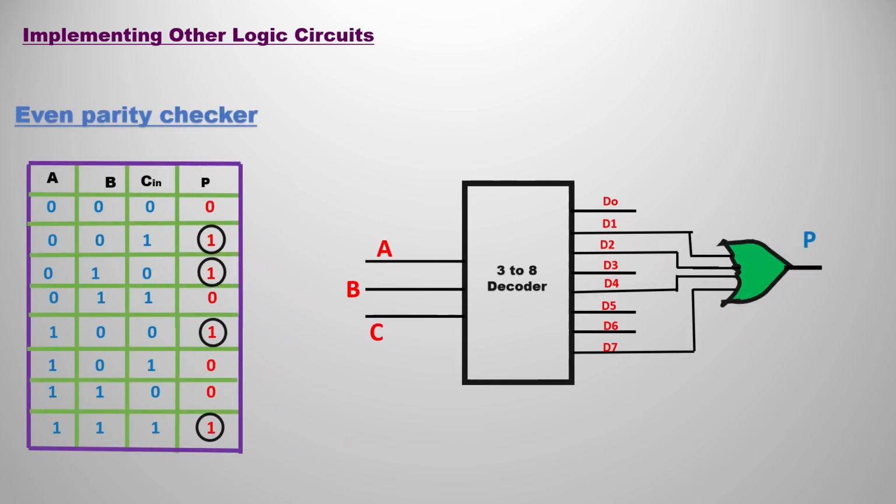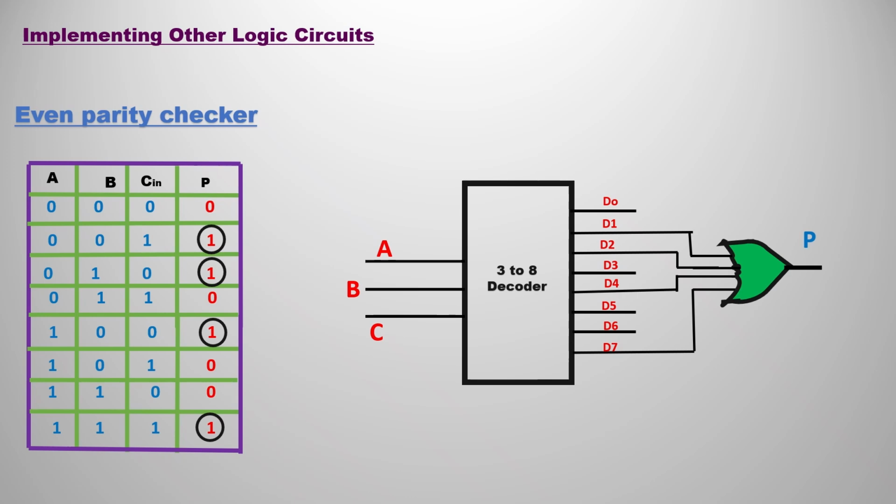So the next implementation is known as the even parity checker. Even parity checker means we check whether the inputs contain an odd number of ones. Suppose you take the first one, there are no ones at all, so the output would be 0. If one odd one is present, like in the second one, that is one odd one, so the output is 1.